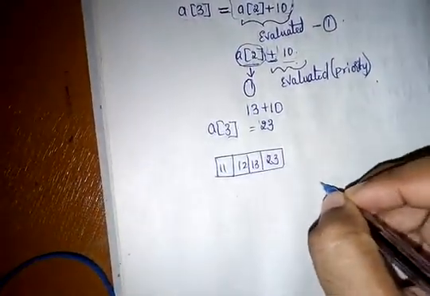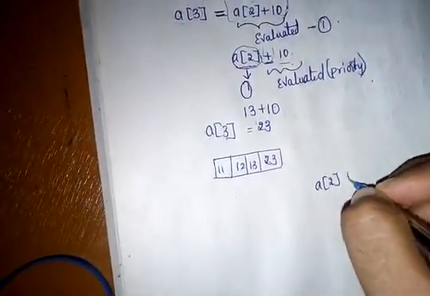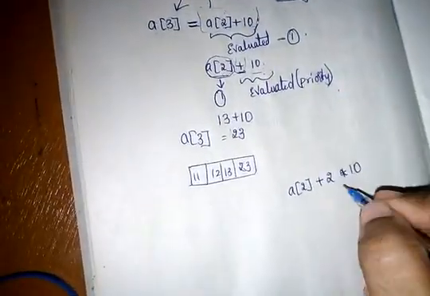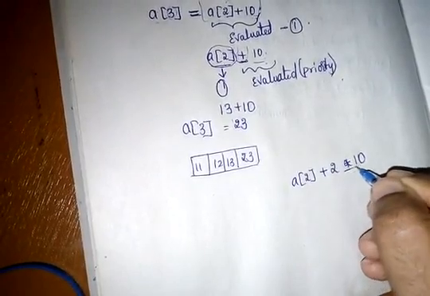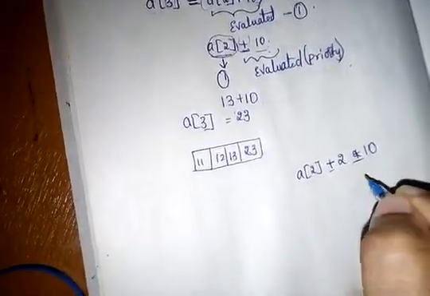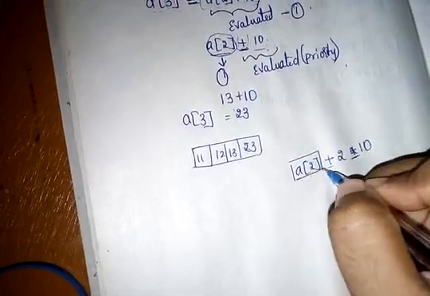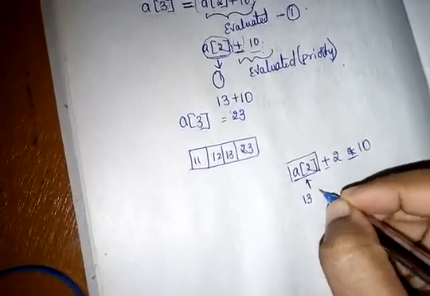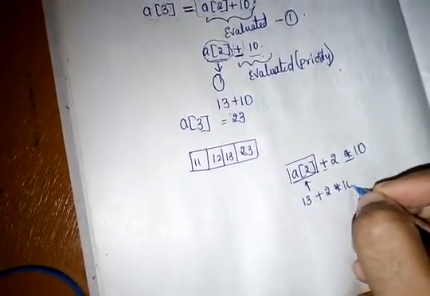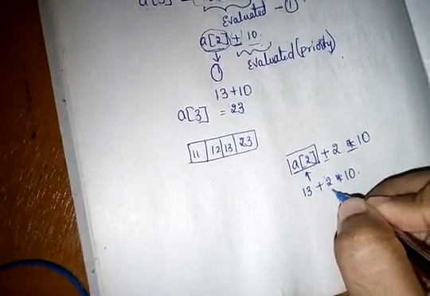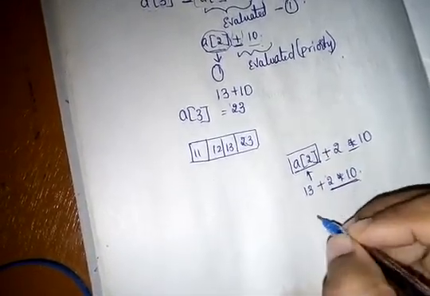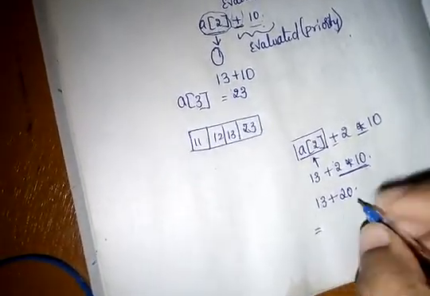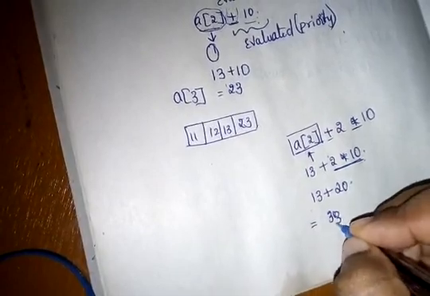Say for example, if you write A of 2 plus 2 star 10. As we know that multiplication has more precedence than plus, but here first the A of 2 value will be evaluated. So A of 2 value is 13 plus 2 star 10. After that the first priority is for multiplication. So this will be evaluated: 2 tens are 20, and finally 13 plus 20 gives 33.